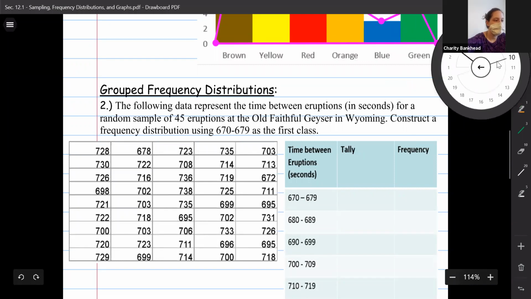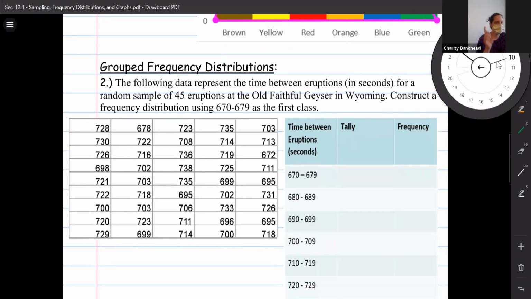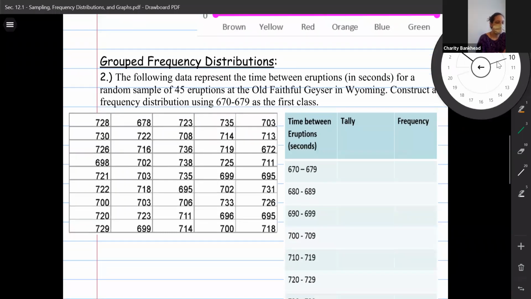So the following data represent the time between eruptions in seconds for a random sample of 45 eruptions at the Old Faithful Geyser in Wyoming. Construct a frequency distribution using 670 to 679 as the first class. All right. So when you make one of these things, you want to make all of the classes the same size.